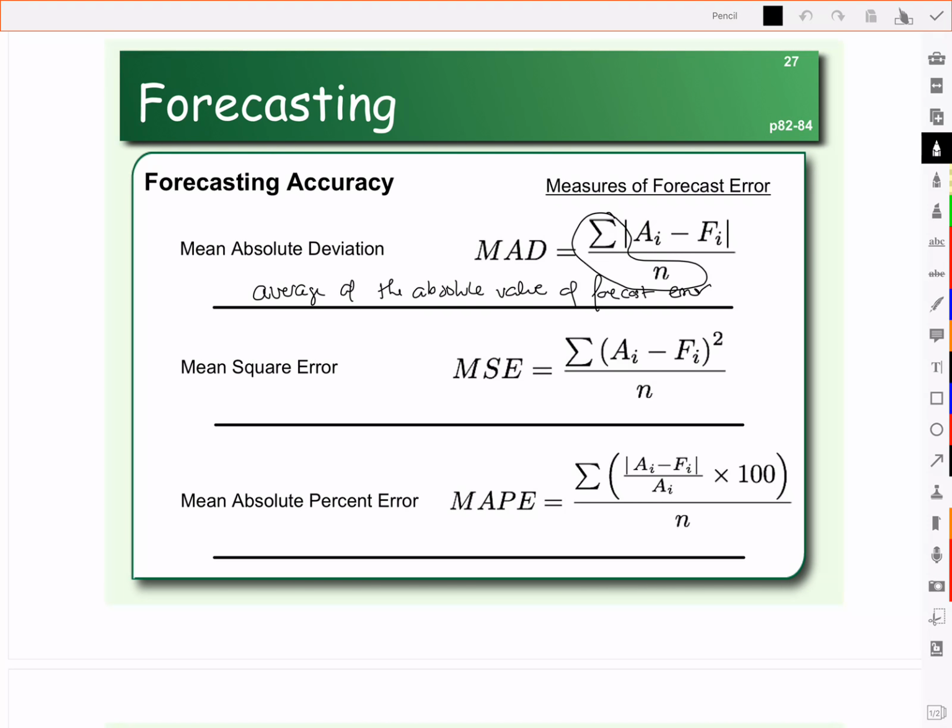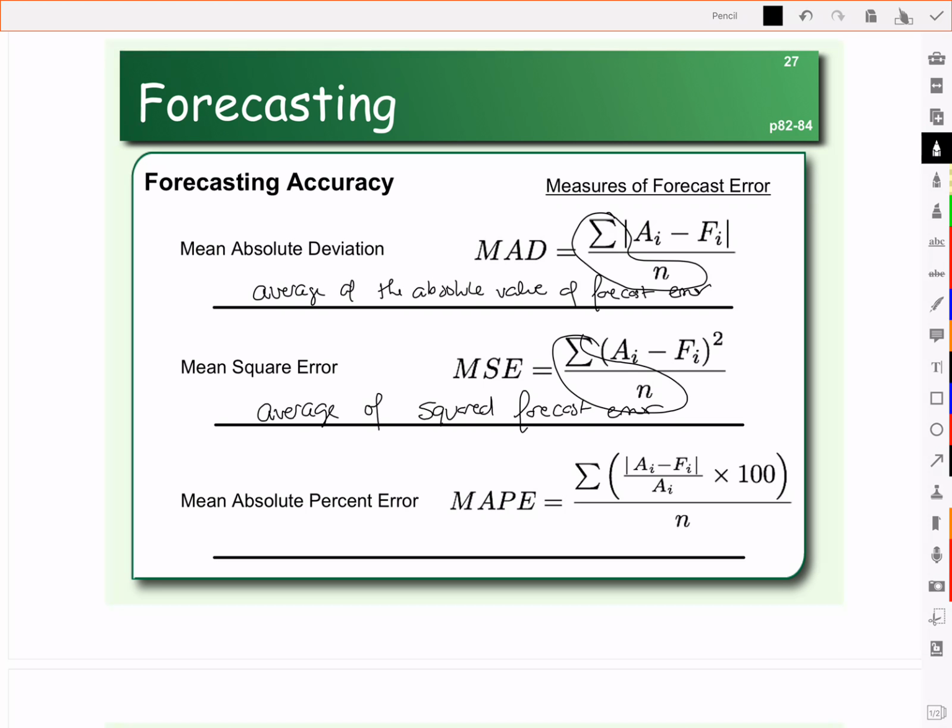The second way to measure forecasting accuracy is what is called the mean square error. The mean square error is the average, right? There's that sum divided by n of the squared forecast error.